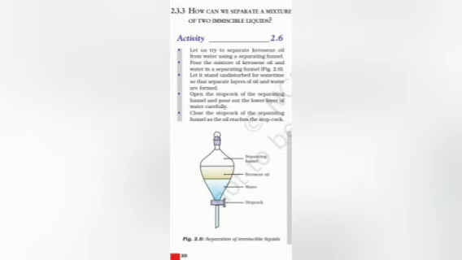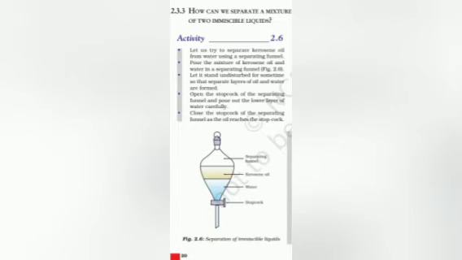Now let's move to the next subtopic. How can we separate a mixture of two immiscible liquids? Now what is immiscible liquid? Two liquids which are not getting mixed completely, which are forming colloid. Like example is milk. We can also say example is oil and water. Let us try to separate kerosene oil from water using separating funnel. Separating funnel, you can see the picture, this shape, the funnel is given, that is nothing but separating funnel.